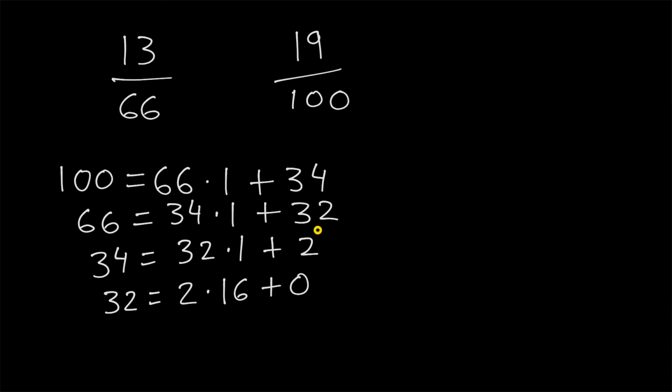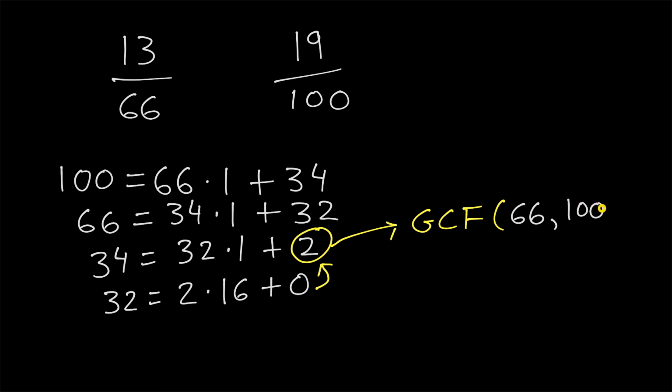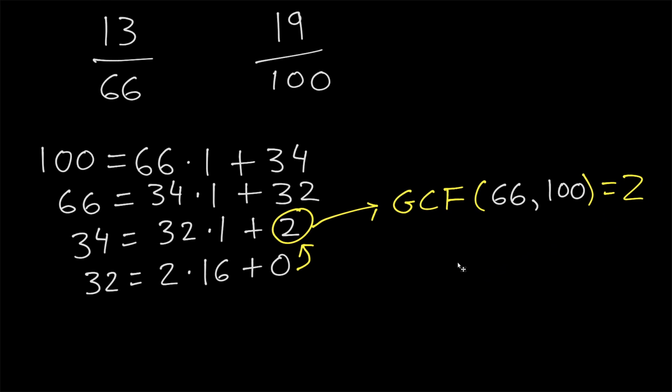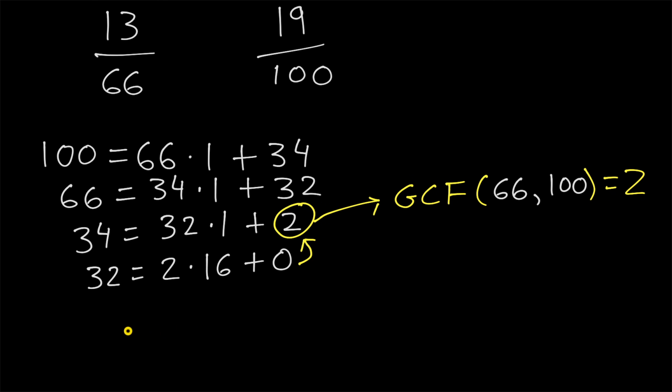So that means that your greatest common factor is the remainder from your second last line, the line above the zero remainder. This is your greatest common factor, also known as your greatest common divisor. So the greatest common factor of 66 and 100 is equal to 2.